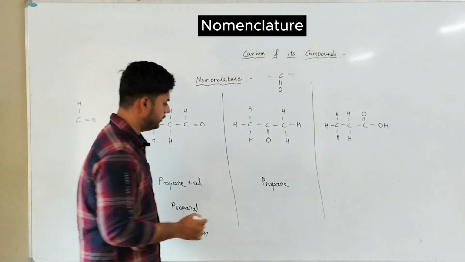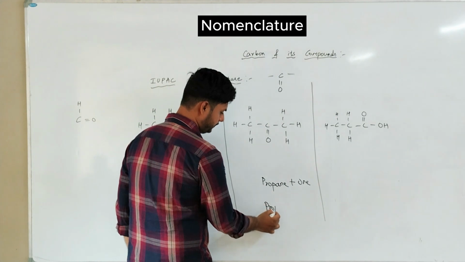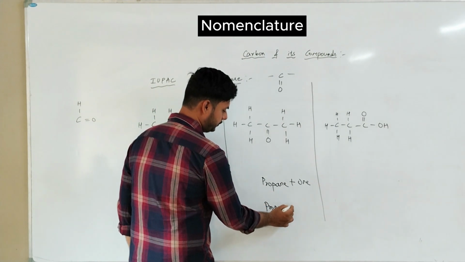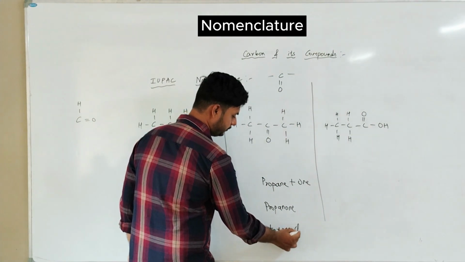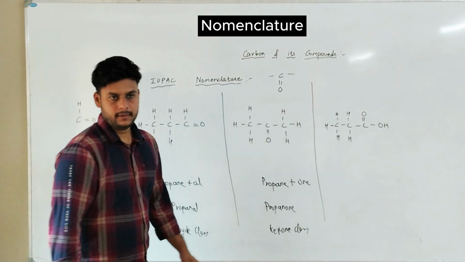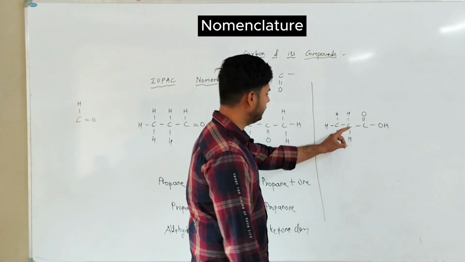So one. So propane plus one, propanone. And it comes under ketone class. Understood or no? Next. How many carbons are there again?